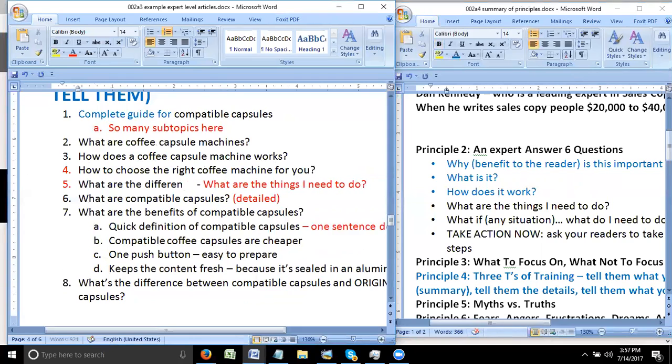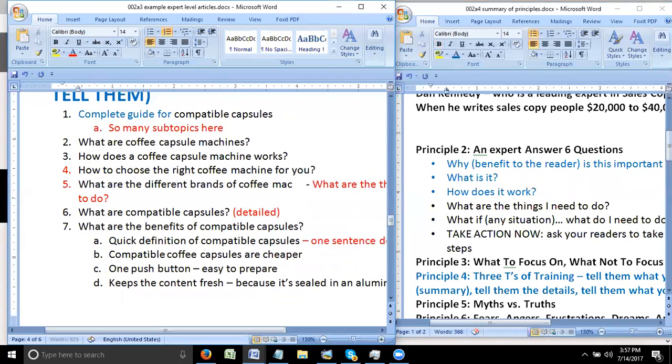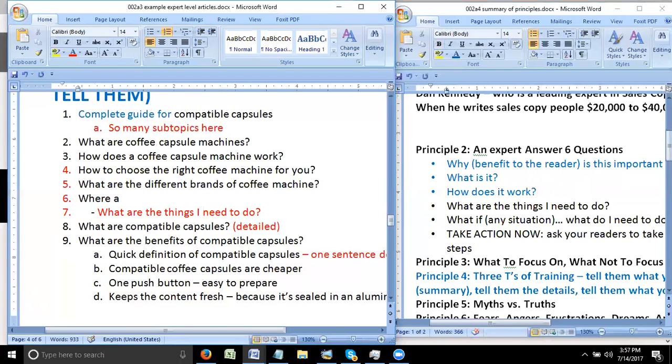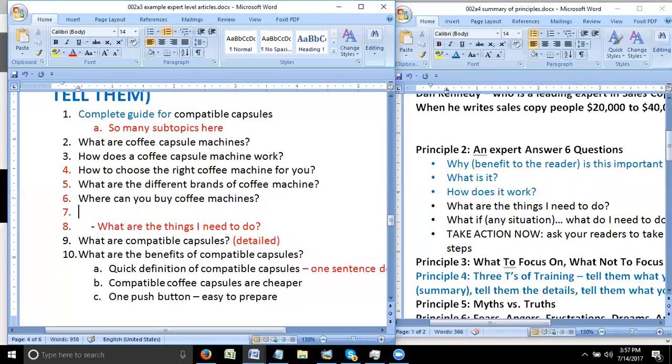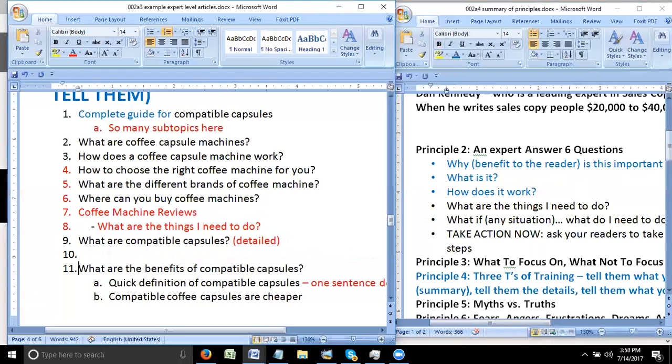What are the different brands of coffee machines? Where can you buy coffee machines? You might even have a topic where you have coffee machine reviews. You might even have another topic here below. Since we have the coffee machine reviews, we can also have the coffee capsule reviews.